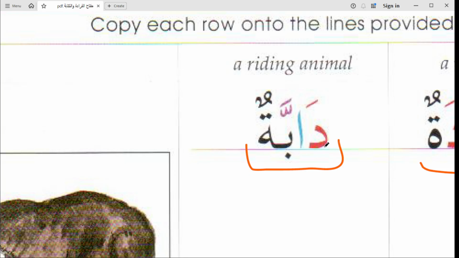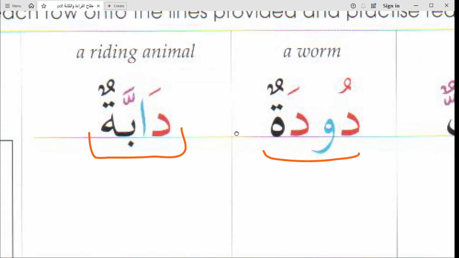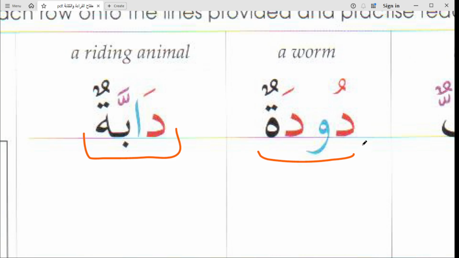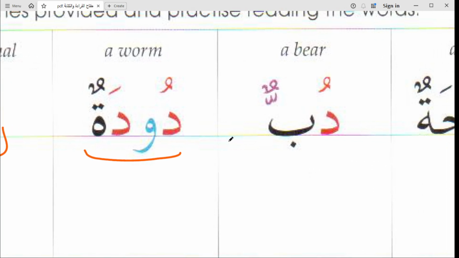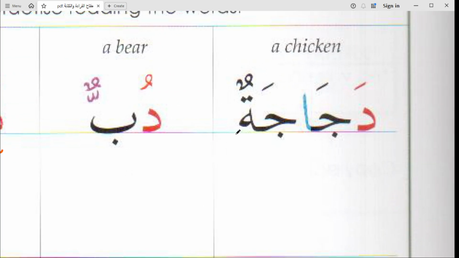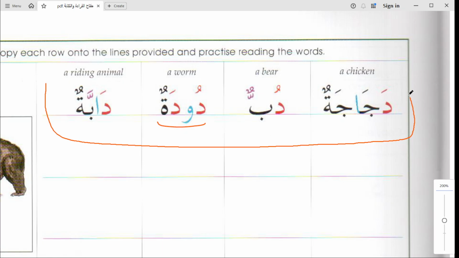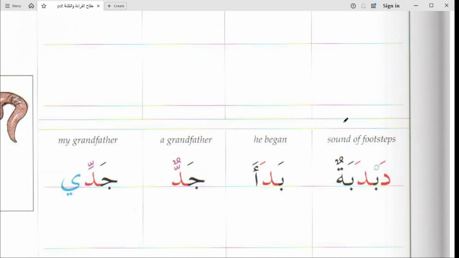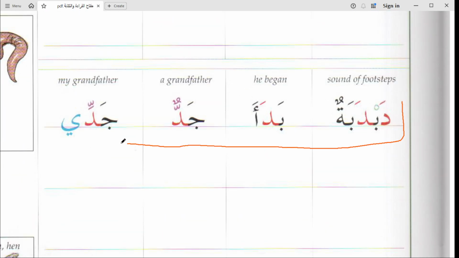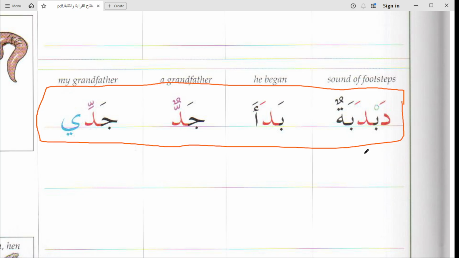So dabbatun. Alright. Let's look here. A worm again. Dudatun. Let's see here, a bear. Dubbun. Alright. Chicken is going to be dajajatun. These are the words for dal. As you can see, we have some words also here. These words we are going to read next time on our next video. So this is a homework for you guys.